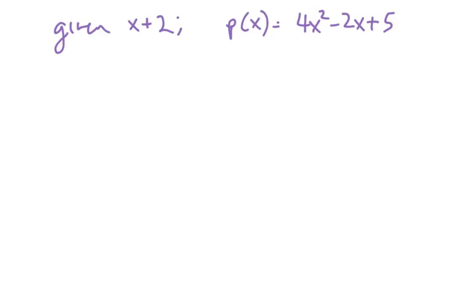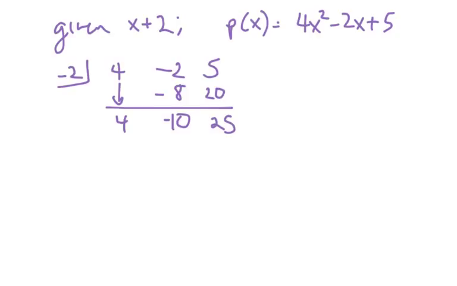So here's another problem. Given x plus 2 and p of x equals 4x squared minus 2x plus 5, is x plus 2 a factor? I see when I do synthetic division that I get a remainder of 25, so no, x plus 2 is not a factor.